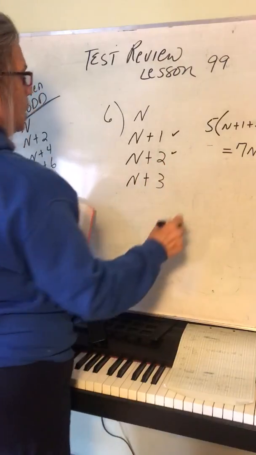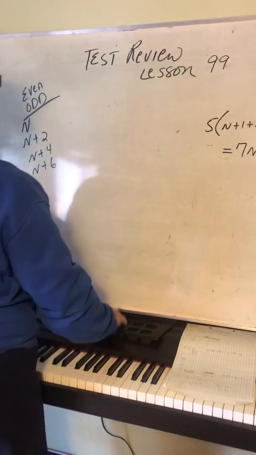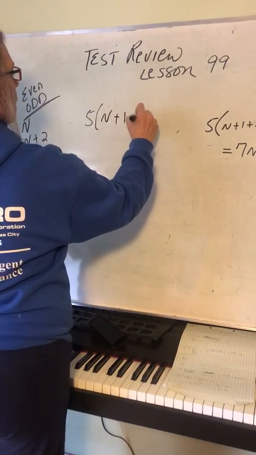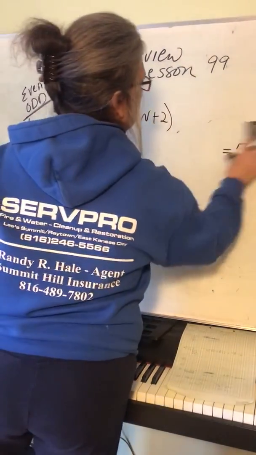There's the first. Okay. Now, let me write that over here, because I know there's some glare on the board. So let me write this over again. N plus 1 plus n plus 2. And then we're going to solve it.